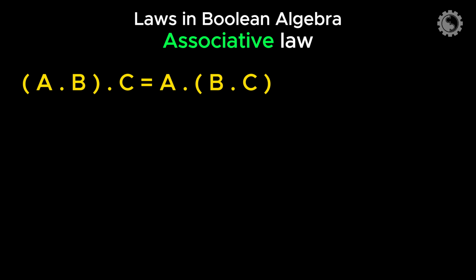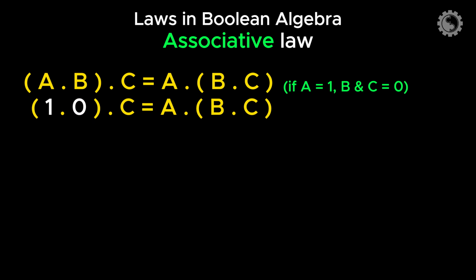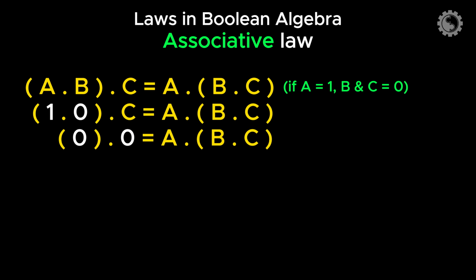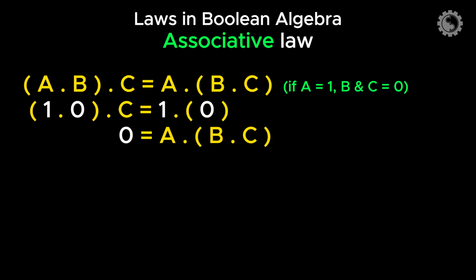In the first expression, if we give A as 1, B as 1 and C as 0, where A and B are 1 and 0, the AND operation gives the result 0 as false. Then 0 and 0 become 0. Similarly in RHS, B and C are 0 and 1, so 0 and 1 result in 0. That's it.